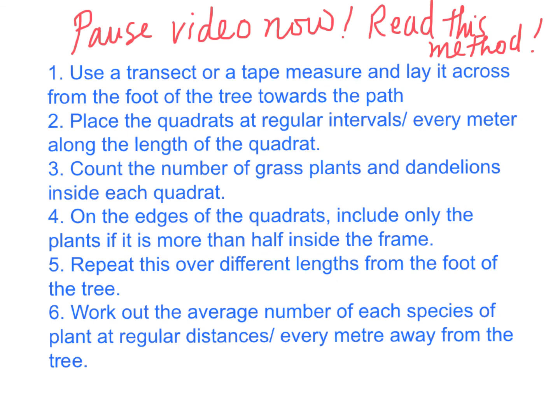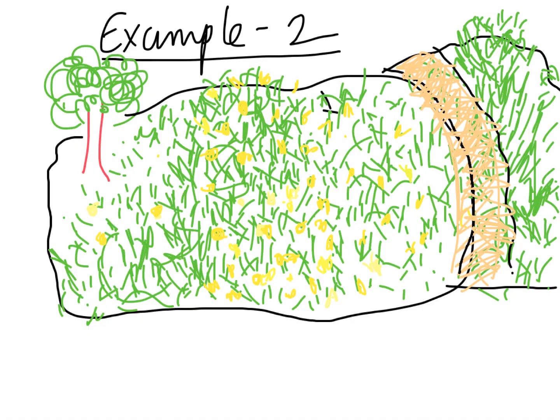Here is the summary of the method to scientifically measure the distribution of species using a transect and some quadrats. Make sure you read this and understand the points. Let's have a look at the data obtained by the method described just now.